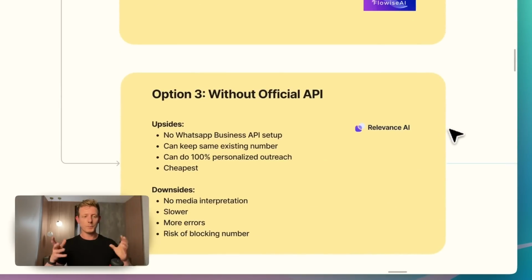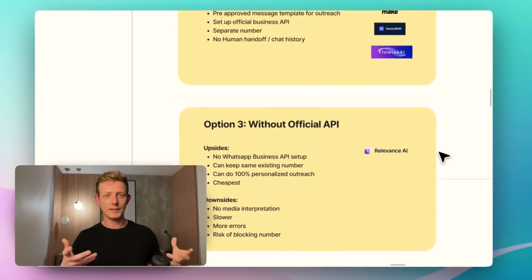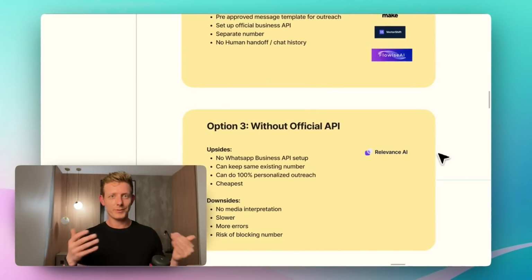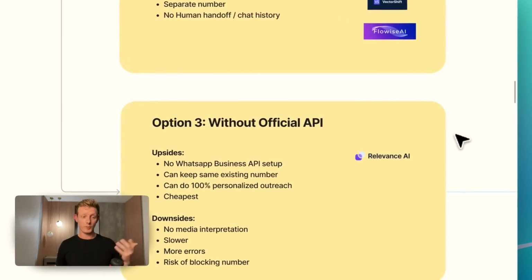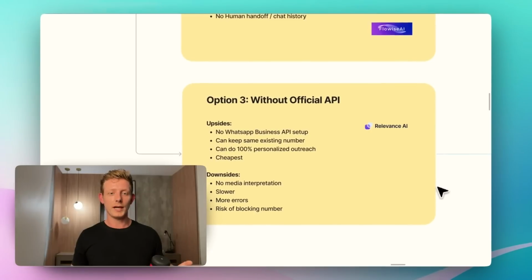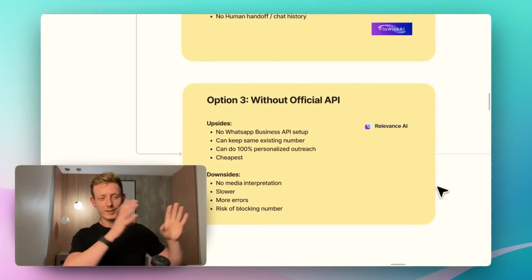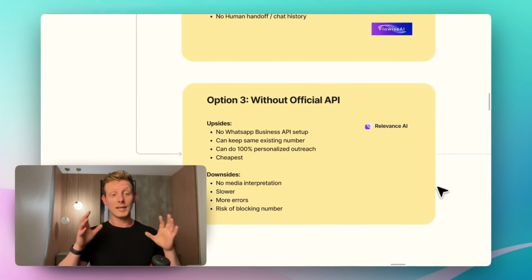Now, this is a little bit more of a hacky way because, of course, Meta doesn't want people to use anything but their official WhatsApp API. It's also how they make money, right? But there is a way to do it without the official API, and you can actually do it on Relevance AI. So there are a few upsides to this. The first one is, of course, you don't have to set up the official WhatsApp API. But second, you can keep your existing number.